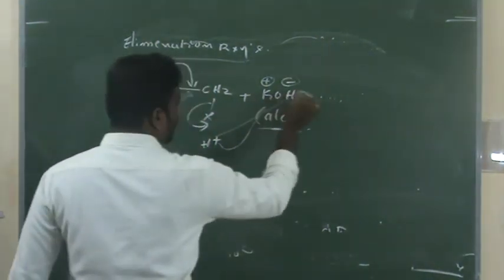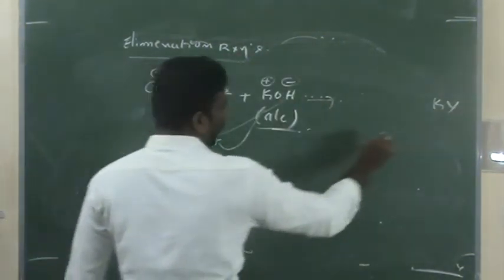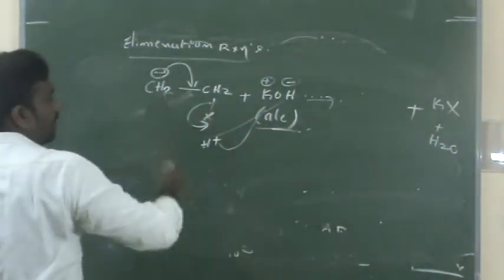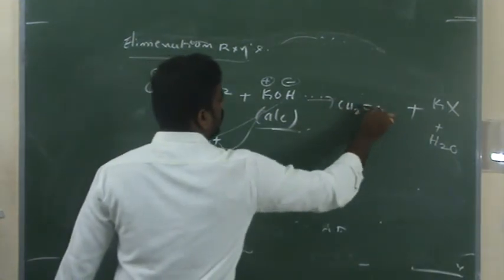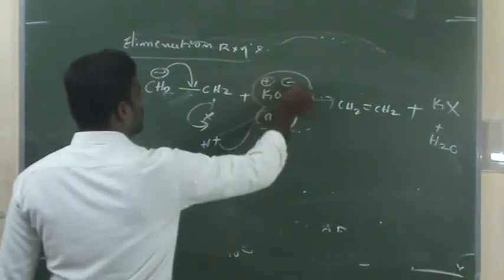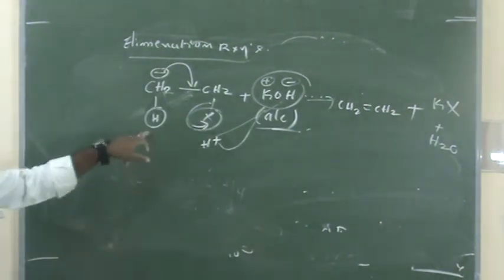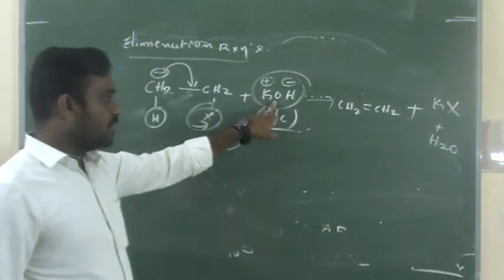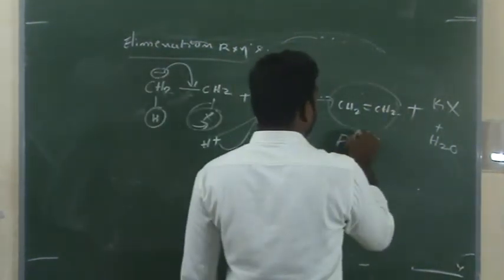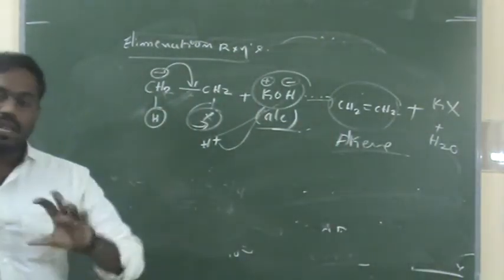When this X and this K combine, we are getting KX. And this OH- and this H+ combine, we are getting H2O. Then what is remaining here? When these electrons come here, we are getting CH2=CH2. What happened here? Due to the KOH, this hydrogen is removed from here and X is removed from here. When hydrogen and X are removed by adding alcoholic KOH, we are getting multiple bonds. This is called an alkene. This type of reaction we call an elimination reaction.